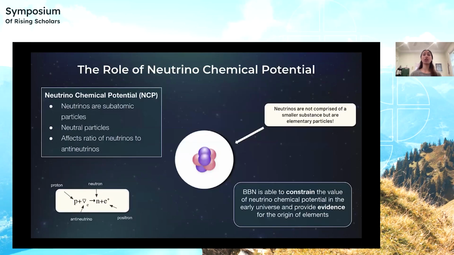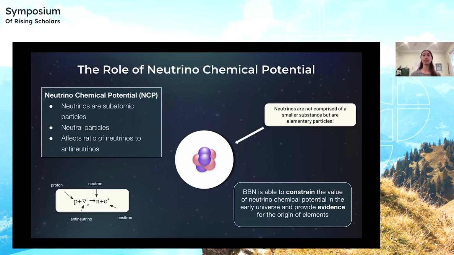A factor that played a large role during the Big Bang nucleosynthesis was the neutrino chemical potential. Neutrino chemical potential refers to the amount of energy required to add an antineutrino or neutrino to a system. Neutrinos are subatomic particles, and they're neutral. They're also elementary particles, meaning they are not comprised of any smaller substance. Since they are neutral, that means that they do not have a standard electrical charge, but they do interact via the weak force. Their antimatter counterpart are called antineutrinos.